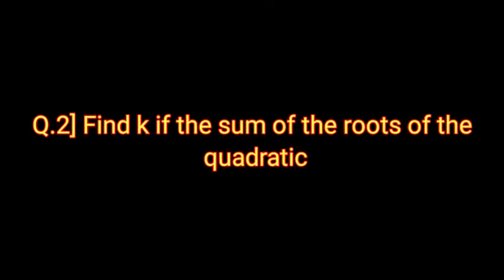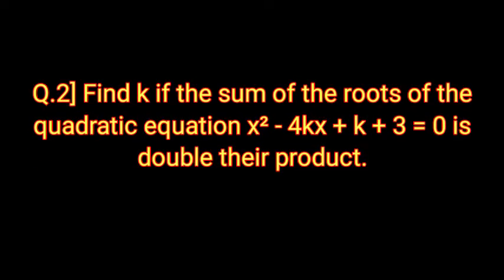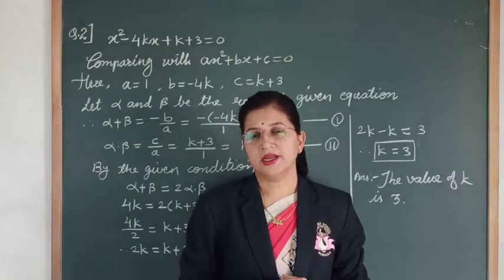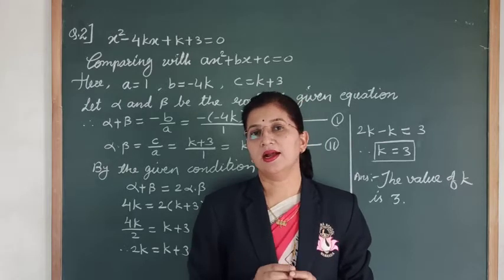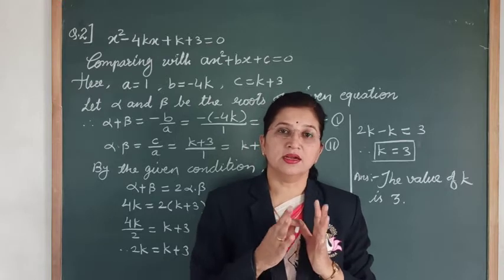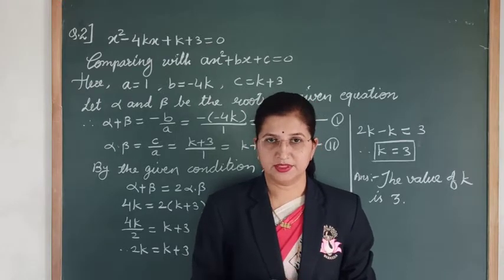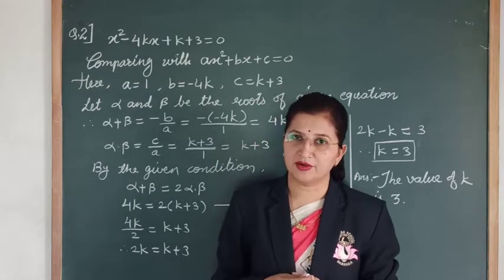Find k if the sum of the roots of the quadratic equation x square minus 4kx plus k plus 3 is equal to 0 is double their product. Dear students, in this question we are given a quadratic equation and one condition, that the sum of the roots is double the product of the roots, and we are asked to find the value of k. So let's see how to find the value of k.